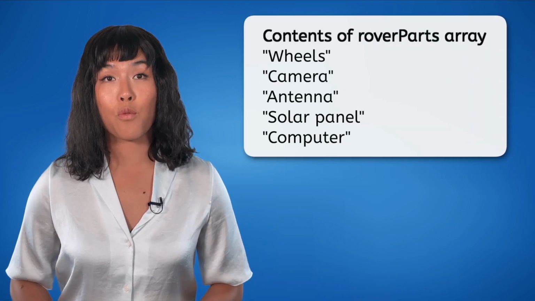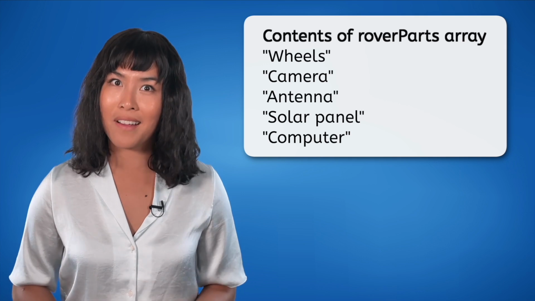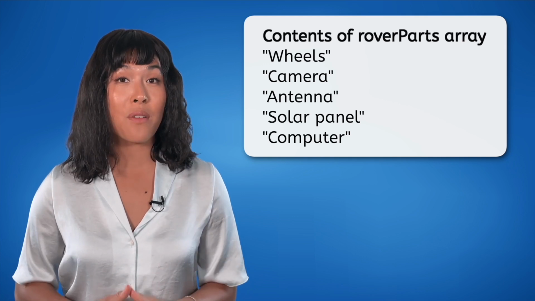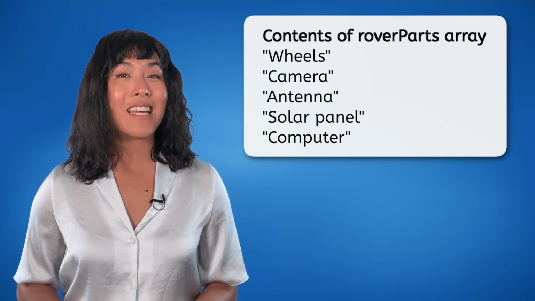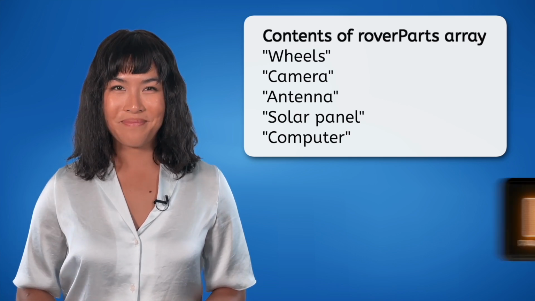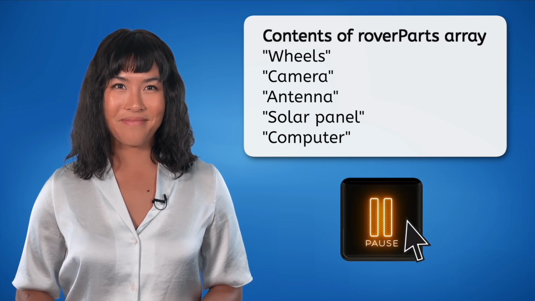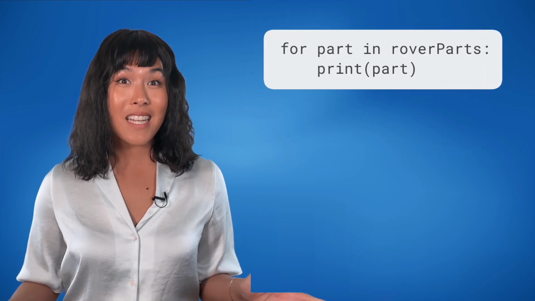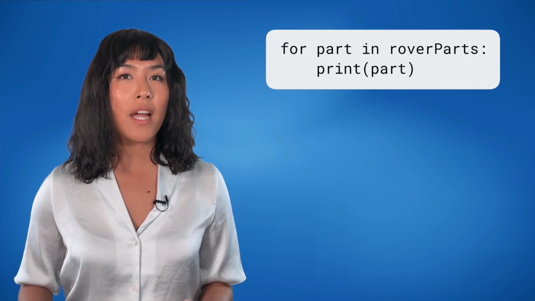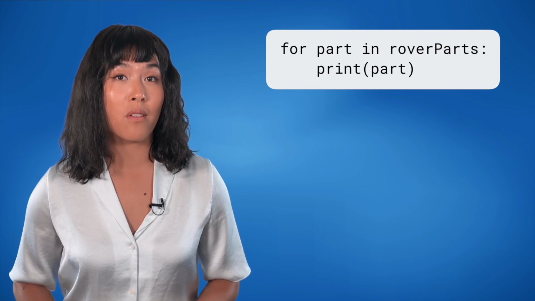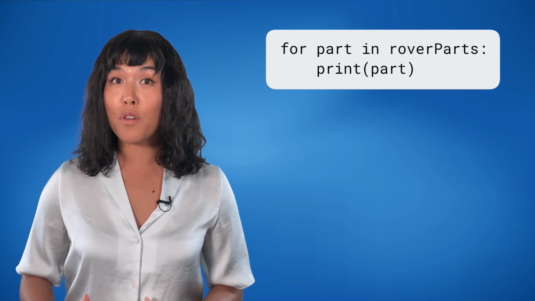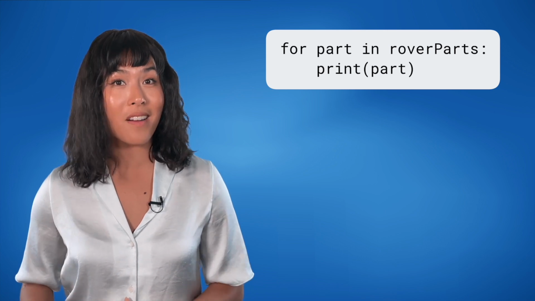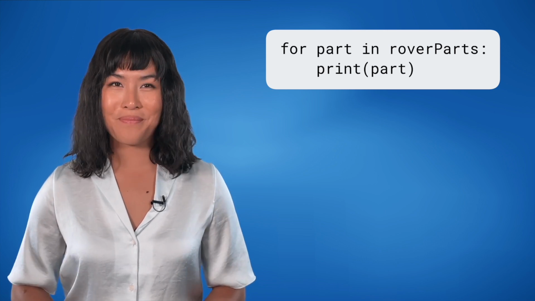Now you try! Here we have a list of parts for our rover that need repairing. Can you write code to print out this list to the screen? Pause the video here and try this in your guided notes. Let's take a look at the solution. We can write for part in rover parts, print part. This copies each item in rover parts to a variable named part, and then prints it.